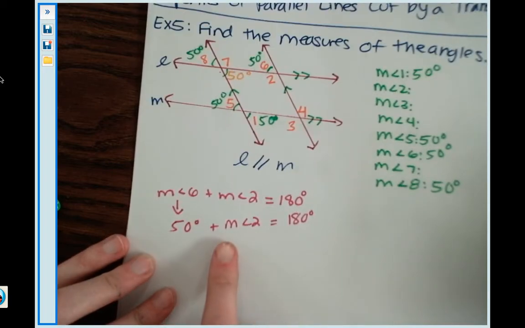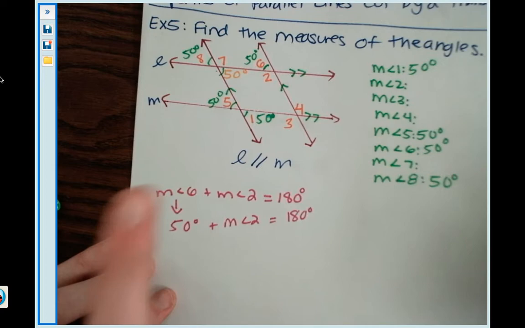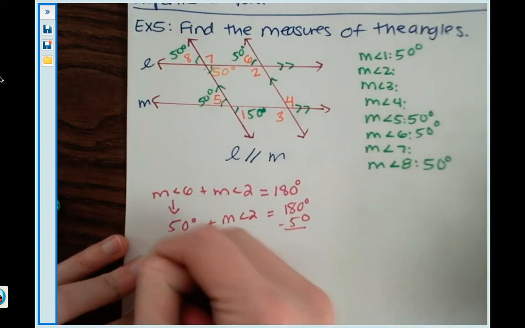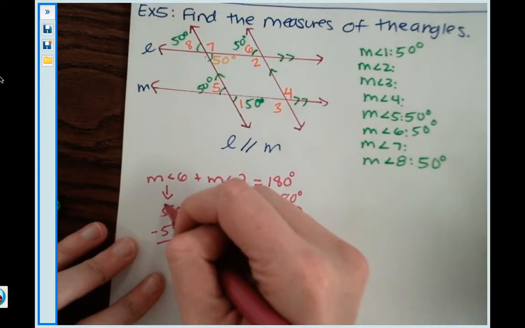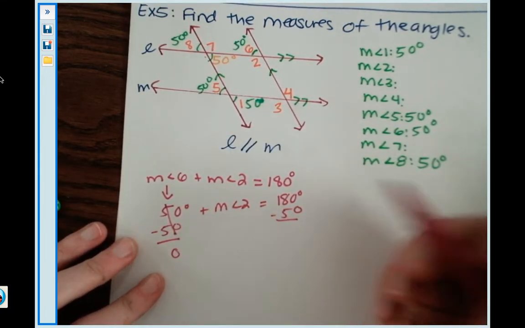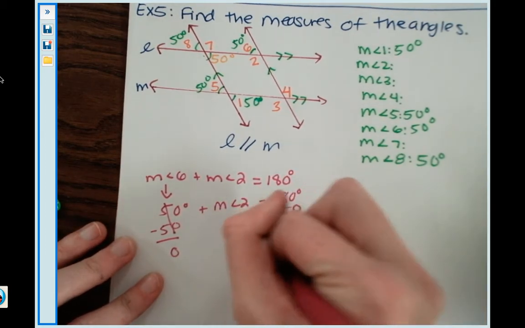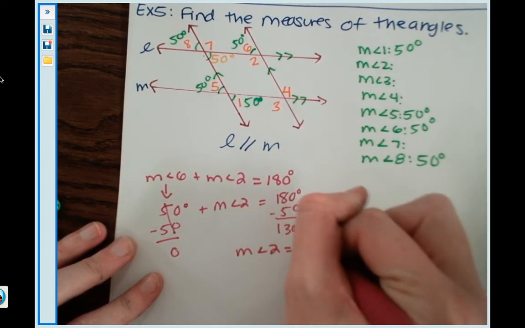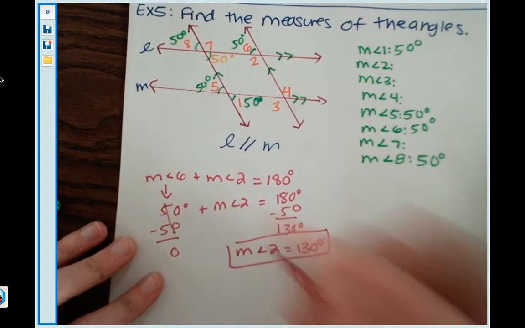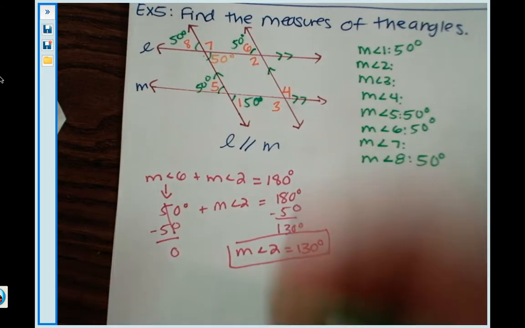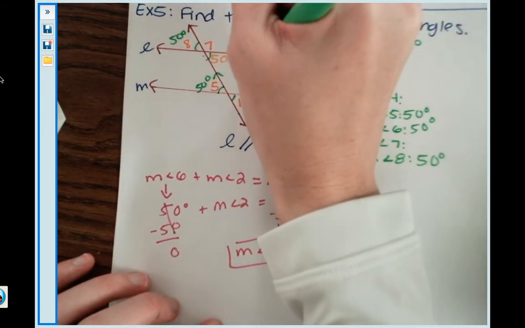To get the measure of angle 2 by itself, I need to bring 50 to the other side, which I do by subtracting 50 on both sides. 50 minus 50 cancels and turns to 0. 180 minus 50 gives me 130. So the measure of angle 2 equals 130 degrees. Bam. All right, you guys, so I already know the measure of angle 2. It is now 130 degrees.